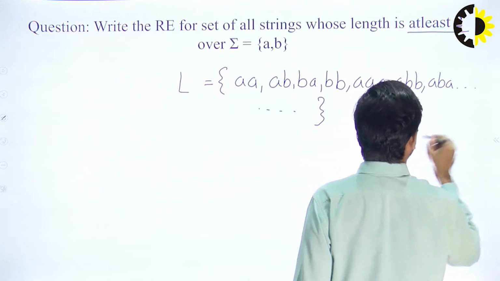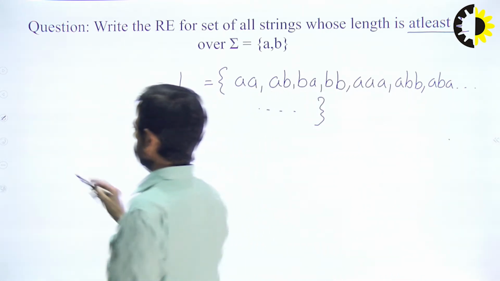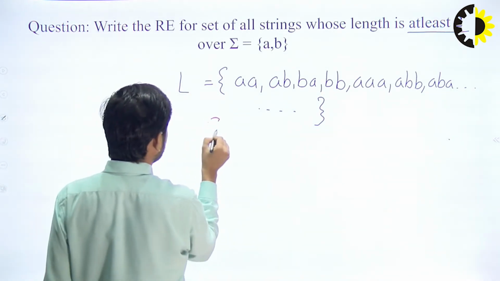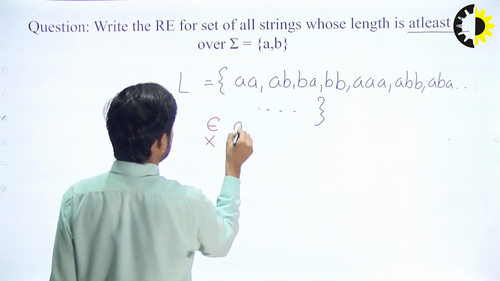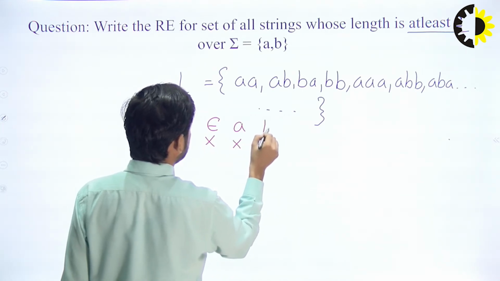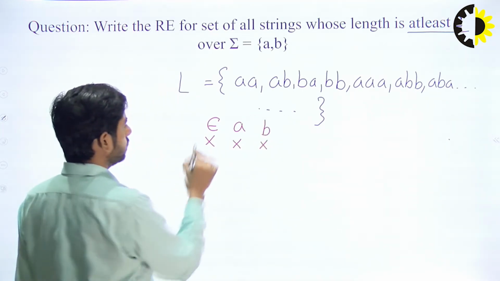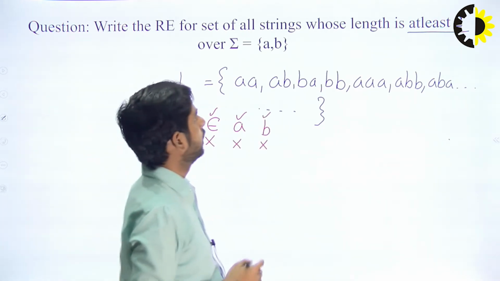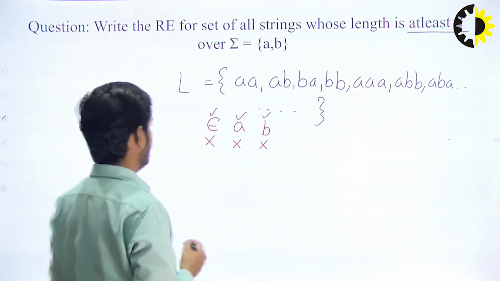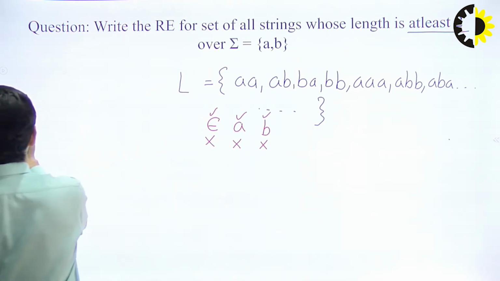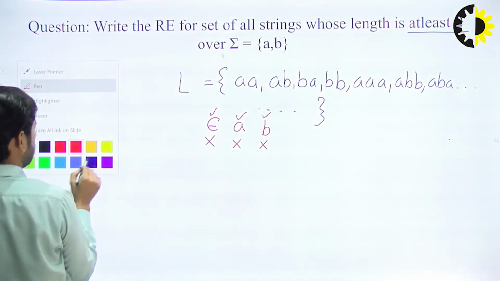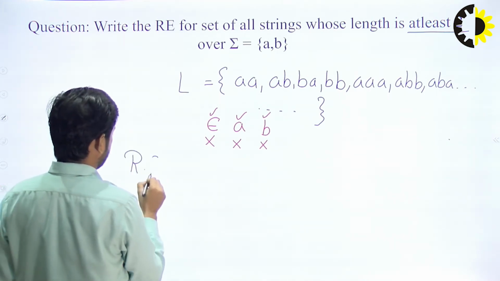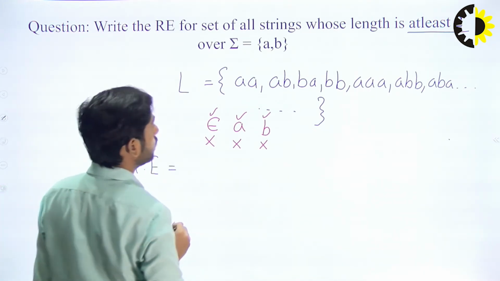Is epsilon included? No. Is A included? No. Is B included? No. Because these are strings of length 1 and the question is at least 2. So the correct regular expression for this one, length at least 2, will be as follows.